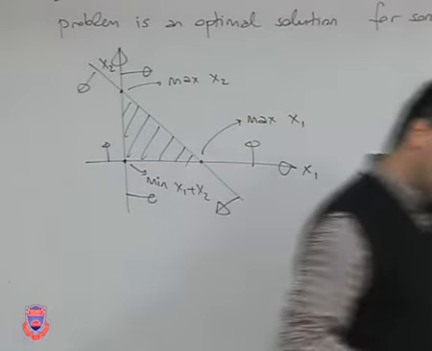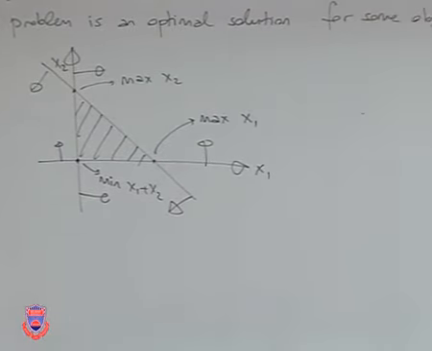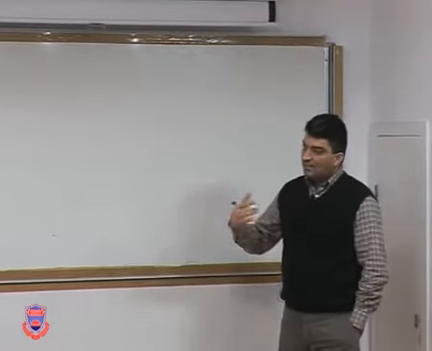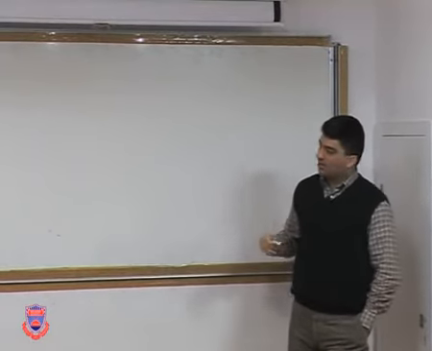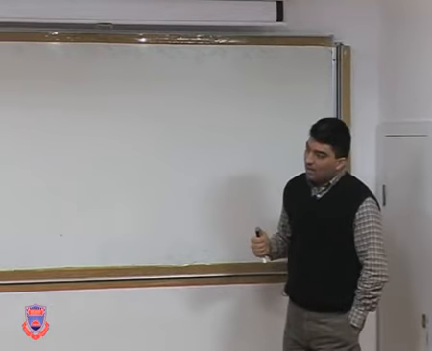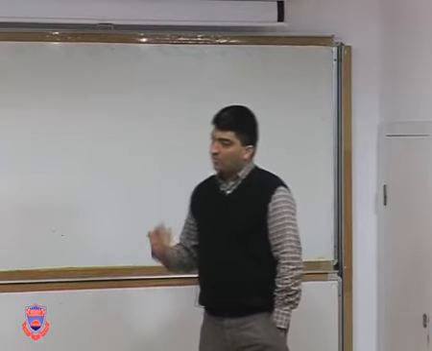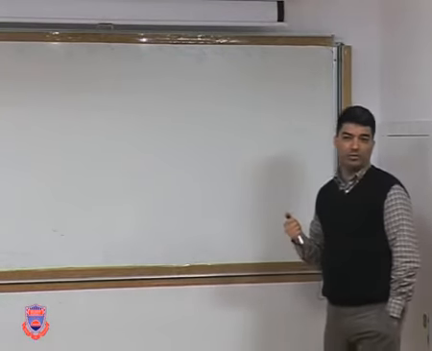So what this statement says is the following. For every corner point in an LP feasible region, I can find an objective function such that that point is an optimal solution. So as a result, for every corner point there exists an objective function for which that point is an optimal solution. Okay.